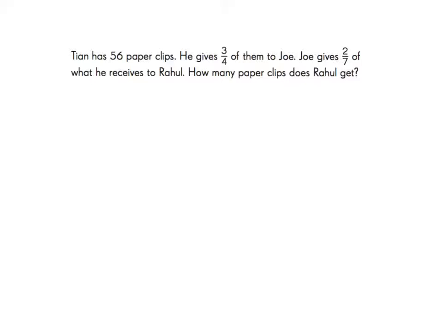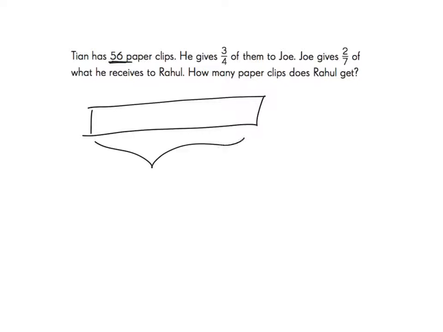So I'm going to try solving this problem first with a model, a bar model, because I think it's going to help me a lot. So I know that Tian has 56 paper clips altogether. So if I draw a bar, I'm going to show with my bracket that the total is 56. That's how many paper clips Tian has.